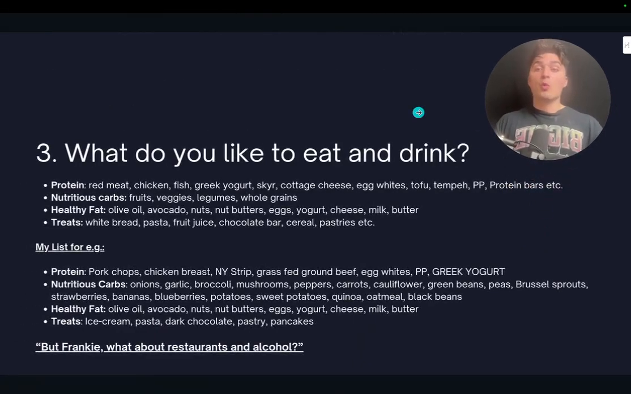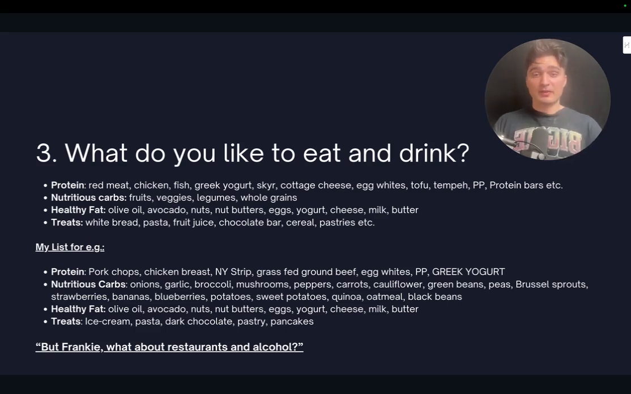Next question is, what do you like to eat and drink? Do you like steak, chicken, fish, Greek yogurt, cottage cheese, egg whites, tofu, tempeh, protein powder, protein bars? Okay, those are your proteins. Carbs. What are your carbs that you like? What are your healthy fats that you like? What are your treats?